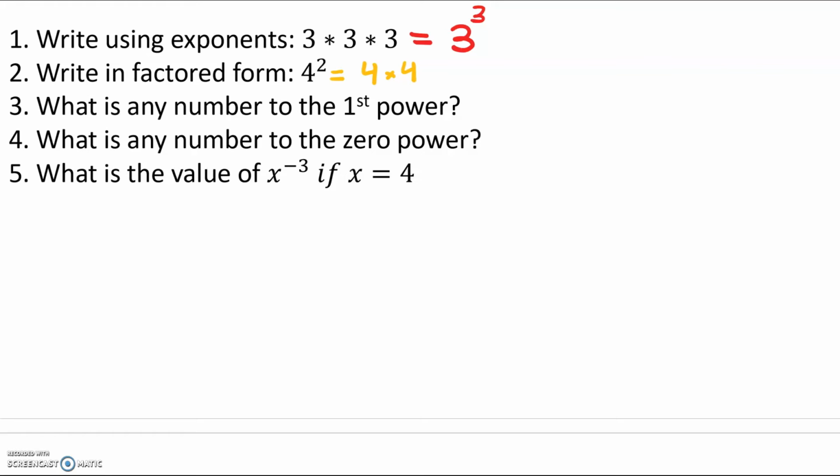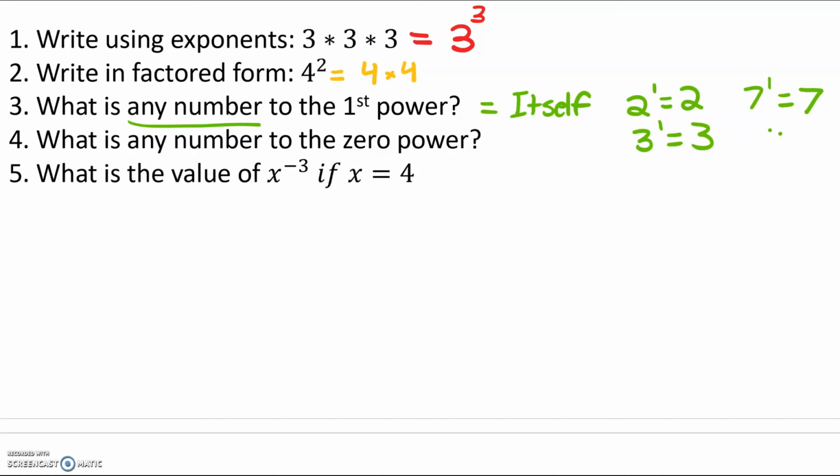Question number 3 says, what is any number to the first power? And I'm going to write itself. So 2 to the first power equals 2. 3 to the first power equals 3. 7 to the first power equals 7. And so on.